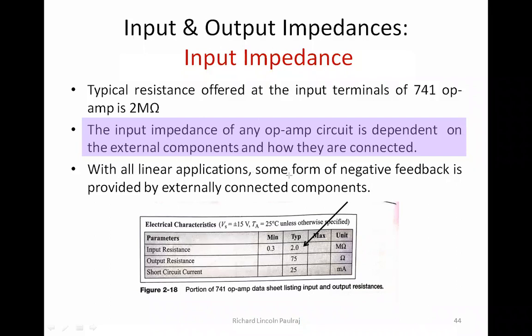With all linear applications, some form of negative feedback is provided by externally connected components. Can you give me an example of what kind of negative feedback we have used so far? We have connected a negative feedback, right? And how was that connected? Yes, negative feedback, of course. And was it connected with a wire, or did we use any resistances?